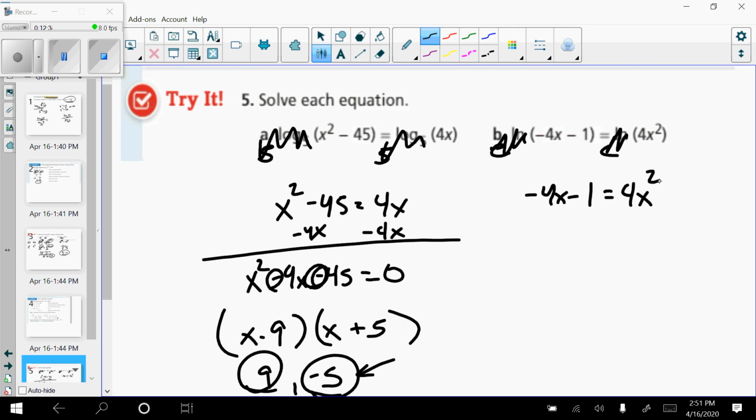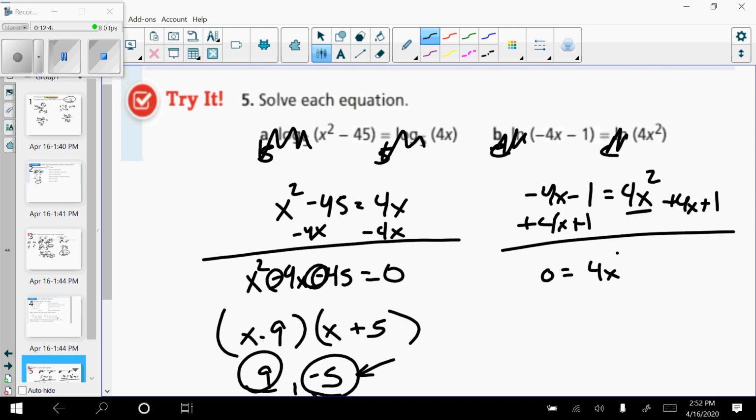Remember, it's not always about moving it to whatever side has the least amount. I want to keep this thing positive, so I'd actually move all this over to here, because I want to keep that 4 positive. So this would turn into 0 equals 4x squared plus 4x plus 1. I'm going to check a special case, because this has a square root and this has a square root. The square root is 2x. The square root is 1. When I multiply these together, I get 2x, and when I double it, I get that.